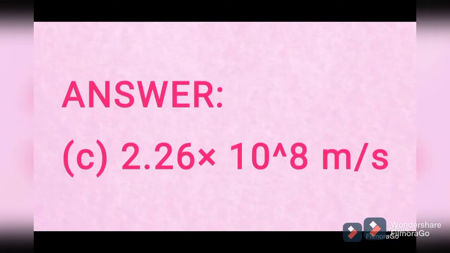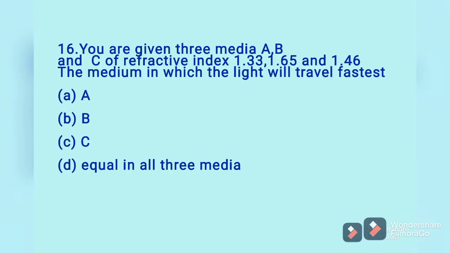And the answer is option C, 2.26 into 10 to the power of 8 meter per second. 16th question. You are given three media A, B and C of refractive index 1.33, 1.65 and 1.46. The medium in which the light will travel fastest is: option A, option B, capital B, option C, option D, equal in all three media.